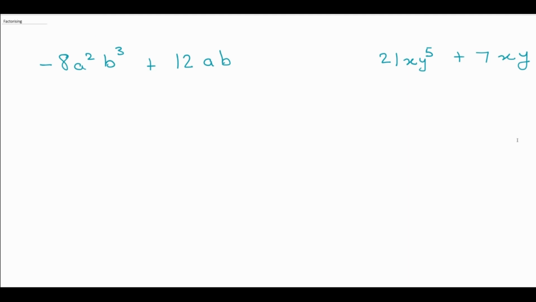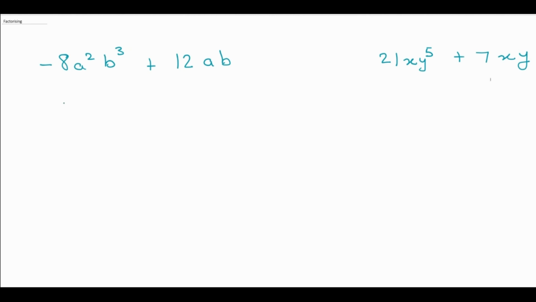Hopefully you had a go at some of those questions. Let's go through them together. So starting with the first question here on the left-hand side, we have minus 8a squared b to the power of 3 plus 12ab. And the aim is to factorize this.